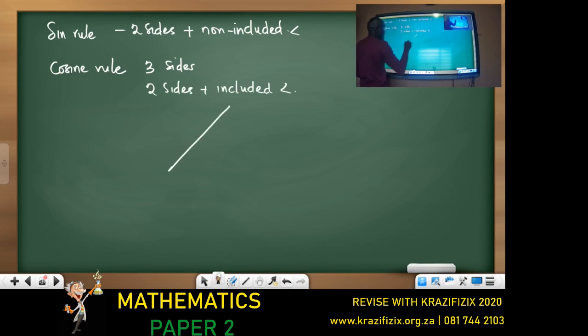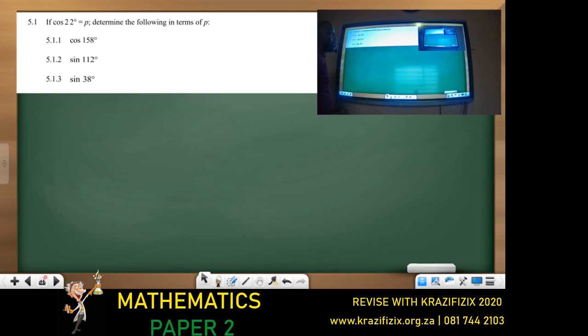What do I mean by included angle? I'm giving that side 5, I'm giving that 7, and I'm giving that 20. The angle is included in both. Alright, and the formulas are on the formula page. Please make use of your formula page. Beautiful. That's my trig. I hope you learned one or two things.